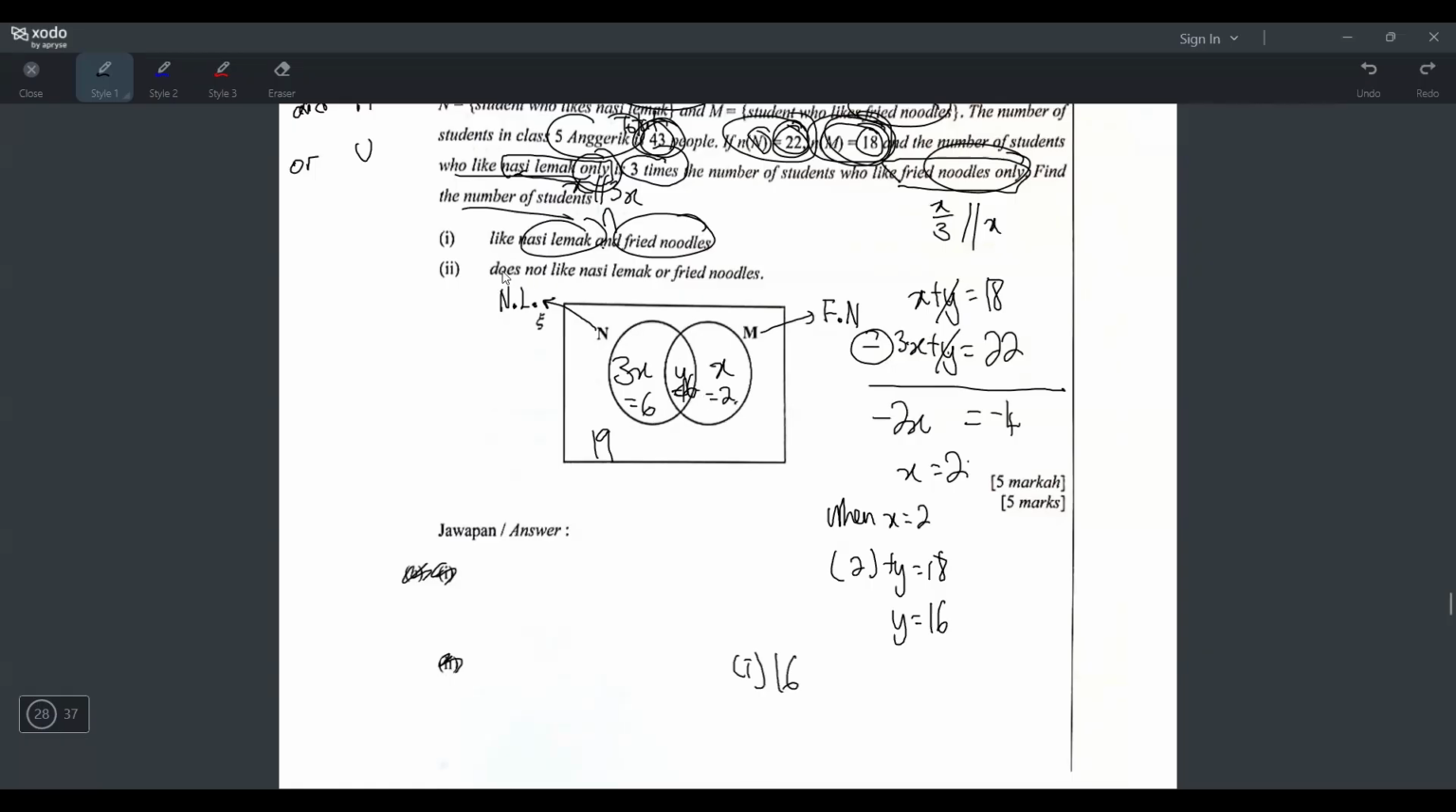Okay, now they ask us to find the number of students who do not like nasi lemak or noodle. So does not like both. Does not like both is 19, because does not like nasi lemak or does not like noodle. So does not like, 19, right? So that's the answer. Okay, all right, I'm done with this.